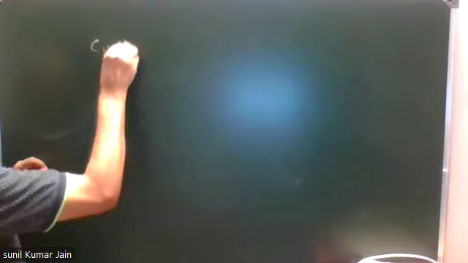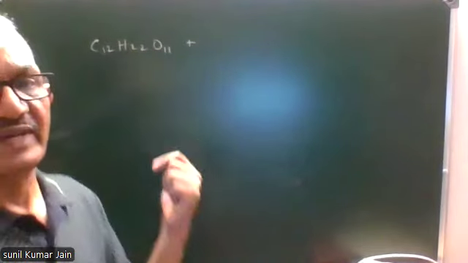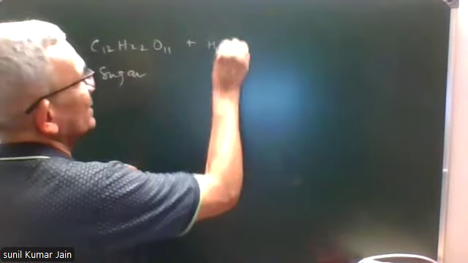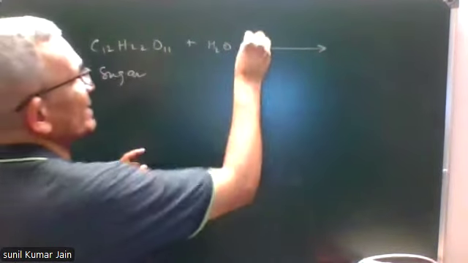Now the equations. C12H22O11 is sugar, or we can say cane sugar, plus water in the presence of the enzyme invertase.